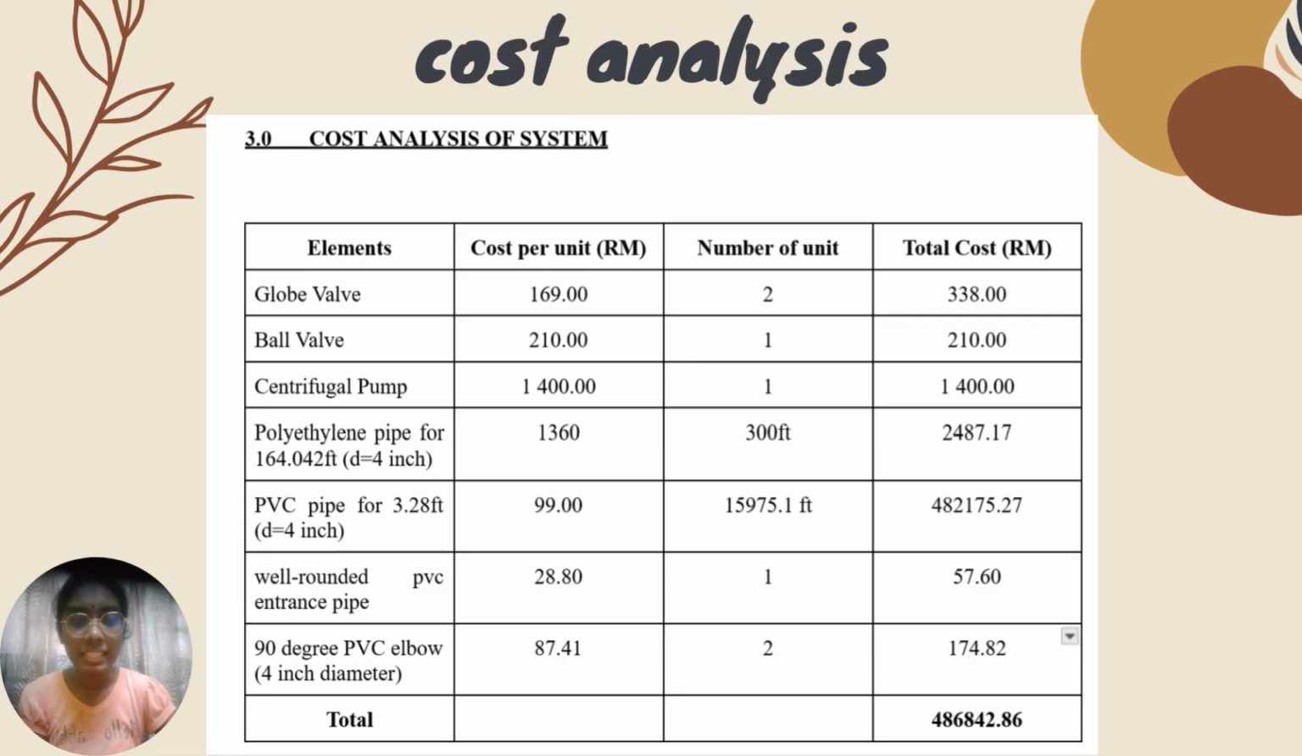This is the cost analysis calculation. We have calculated the costs needed for 2 globe valves, 1 ball valve, 1 centrifugal pump, polyethylene pipe for 300 feet, PVC pipe for 15,975.1 feet, one well-rounded entrance pipe, and two 90-degree elbows, which in total will cost about 486,842.86 ringgit.